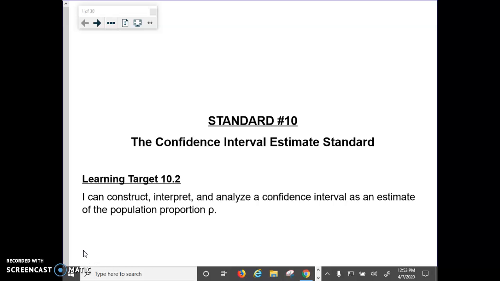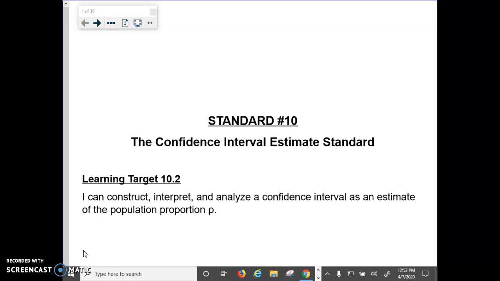What we're going to do this week is look at learning target 10.2, which is basically similar to what you did last week. Last week we started discussing how to estimate a population parameter, meaning the population mean in that case, and we did that by setting up confidence intervals. This target 10.2 is going to be very similar.